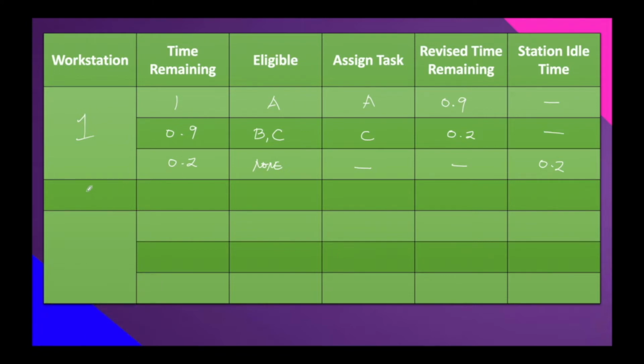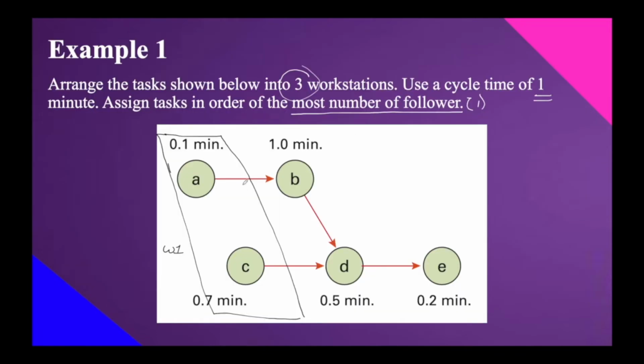Okay, so next natin is for the workstation 2. For the workstation 2, guys, A and C, hindi na pwede dahil nandun na sila. Most following, that is basically the letter B. May 2 kasunod. Kapag pinili natin si D, isa lang kasunod niya. So, let's start with the B.